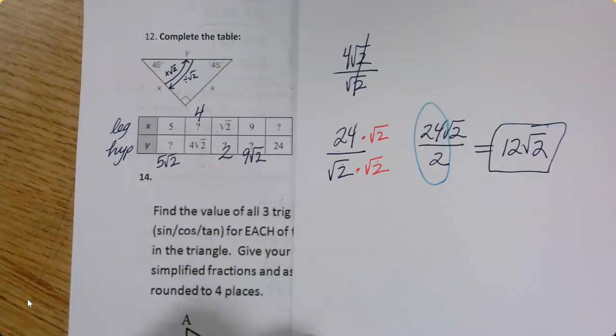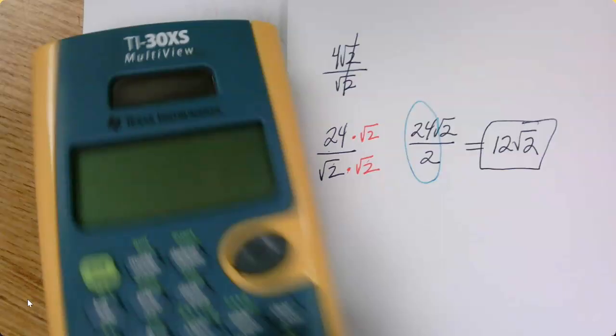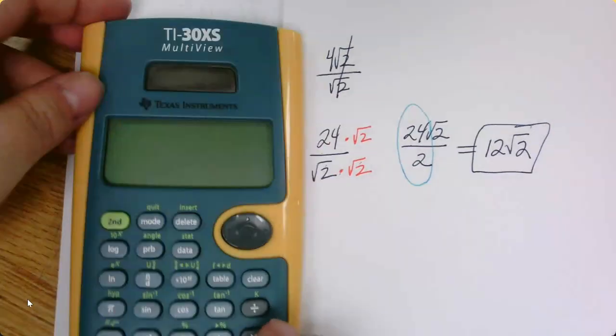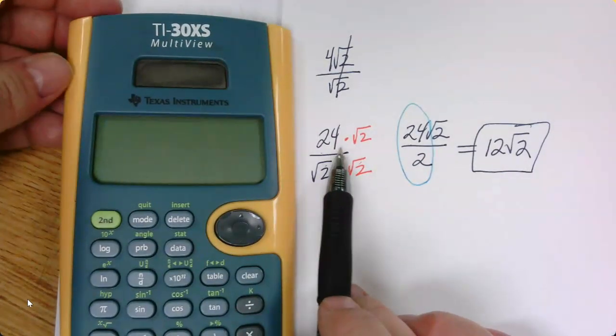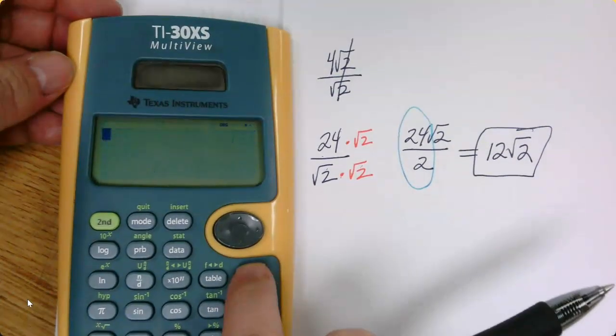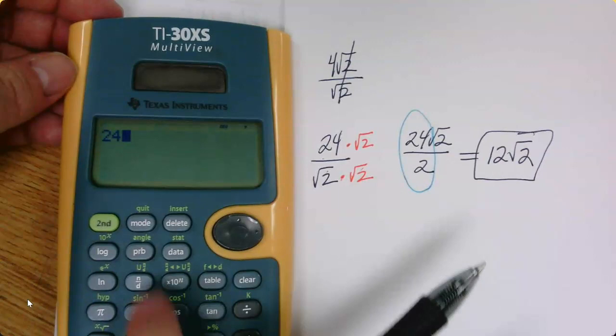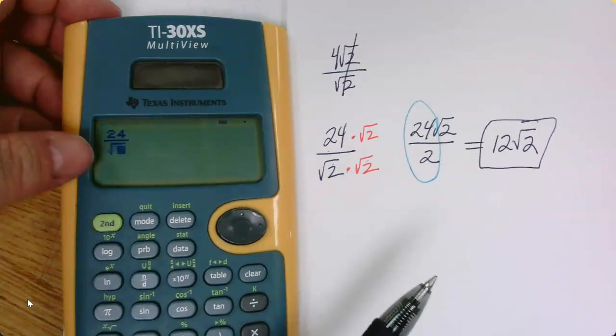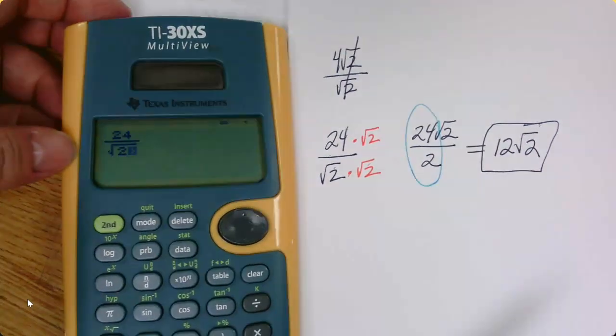Again, don't believe me, do it in your calculator. This is how I do it if I have to do it by hand. But you're not allowed to leave radicals in the denominator. So let's see how the calculator does the exact same thing. 24 divided by, and you could do it as a fraction or not as a fraction, square root of 2.